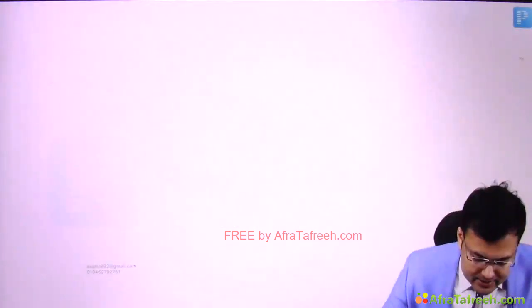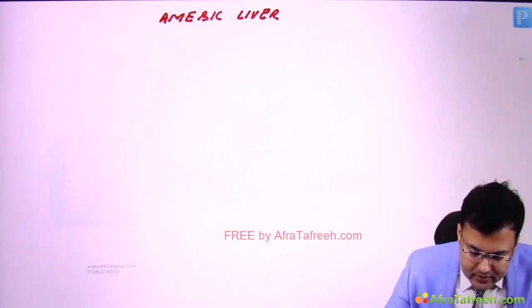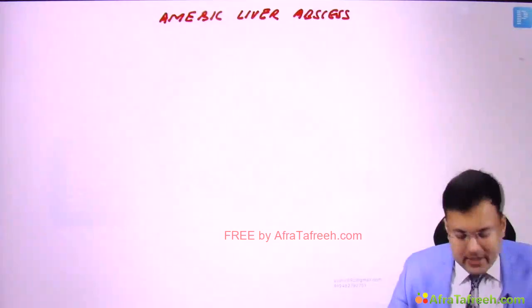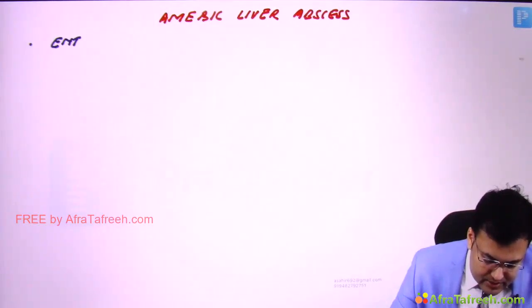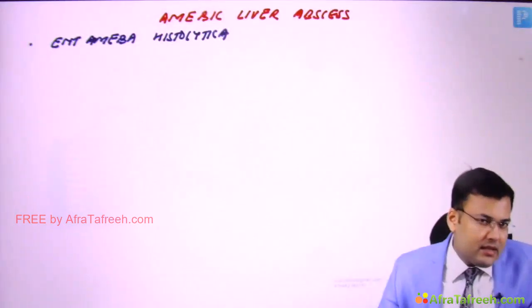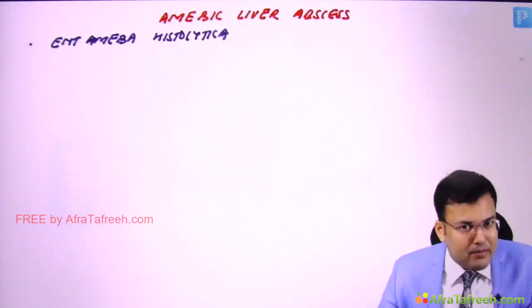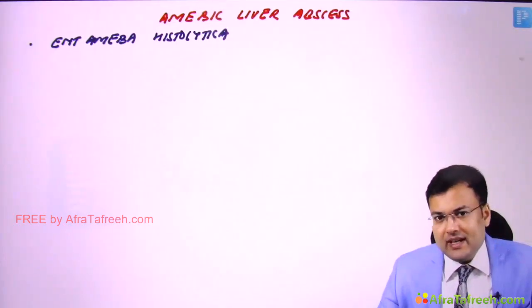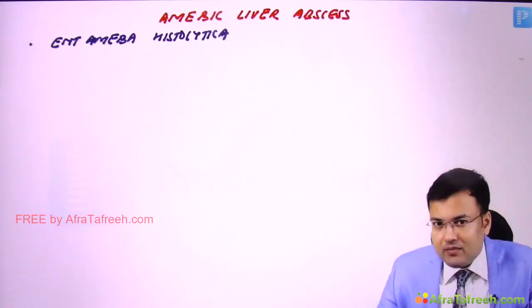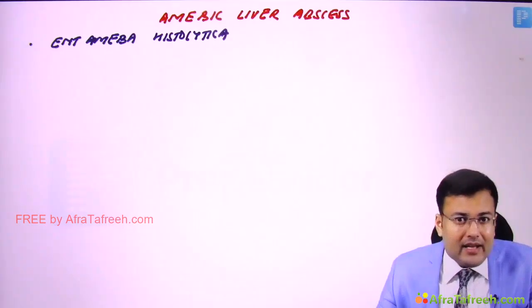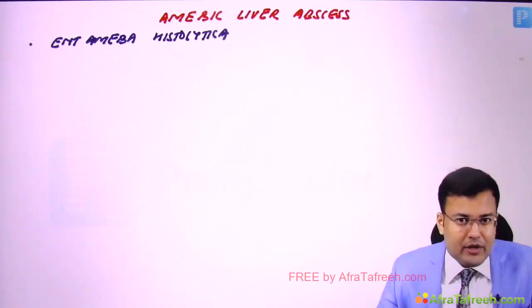Next is amoebic liver abscess. What is the organism responsible for amoebic liver abscess? It is Entamoeba histolytica. Clear? So if we compare pyogenic liver abscess with amoebic liver abscess, we discussed that pyogenic liver abscess is more common in alcoholic males, age group 5th to 6th decade. But amoebic liver abscess is more common in developing countries and the patients are relatively young as compared to pyogenic liver abscess.